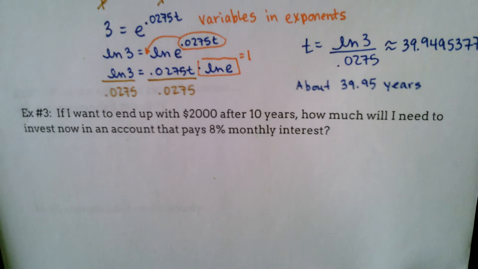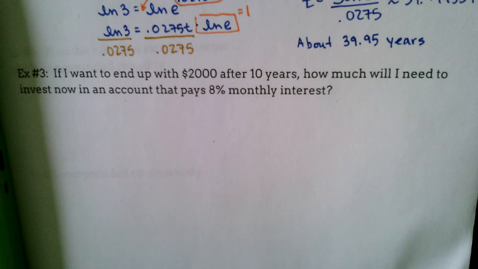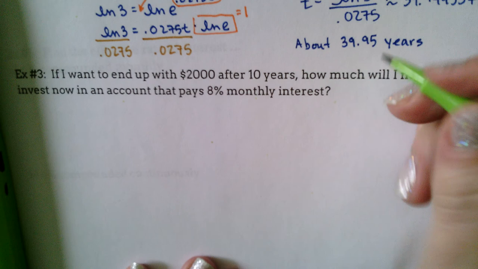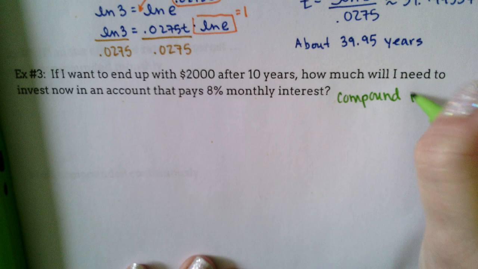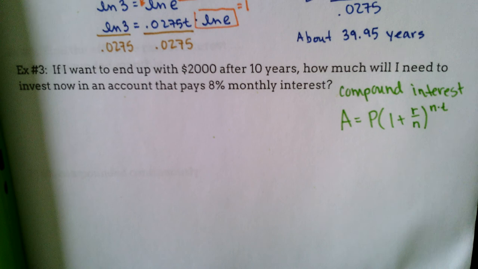Okay, example number three. If I want to end up with $2,000 after 10 years, how much will I need to invest now in an account that pays 8% monthly interest? So the formula we're using is our compound interest formula. And I can tell that because it says monthly interest. So the compound interest formula was A equals P times 1 plus r divided by n to the power of nt. So the things we know in this problem.